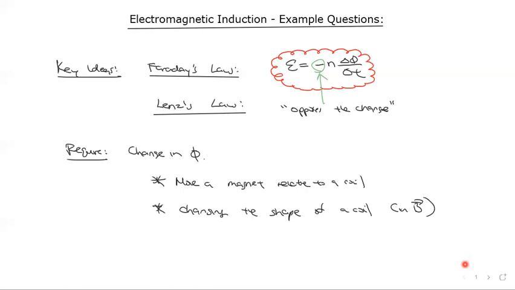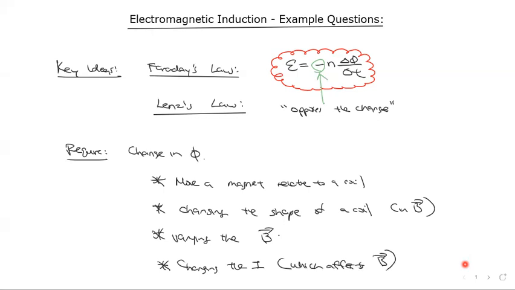We can look at variations of this. We could look at varying the magnetic field. Or we could look at very similar ideas to that, which is changing the current, which increases or decreases the magnetic field. And we'll take a look at each of these in turn. So let's consider firstly a simple scenario where you have a coil and you've got a magnet moving.